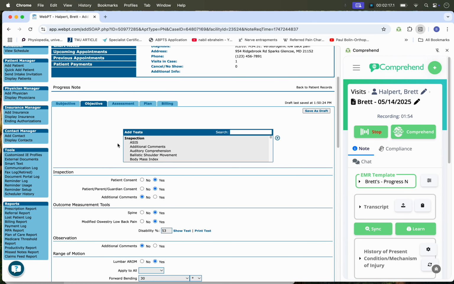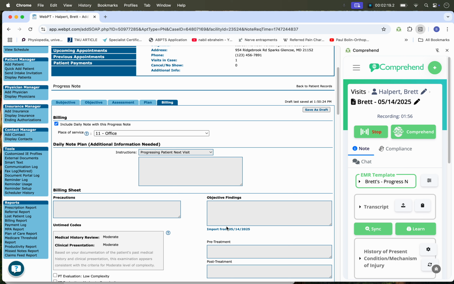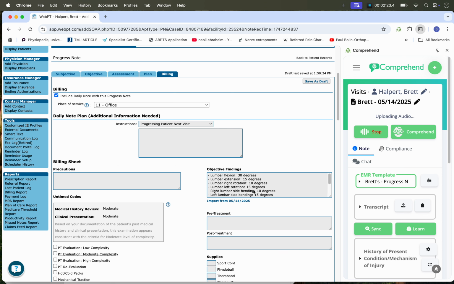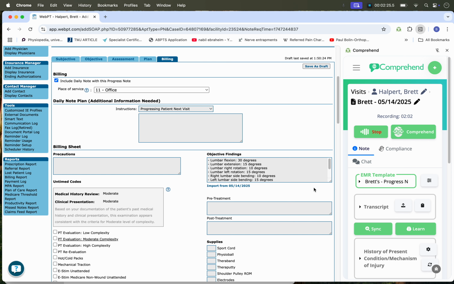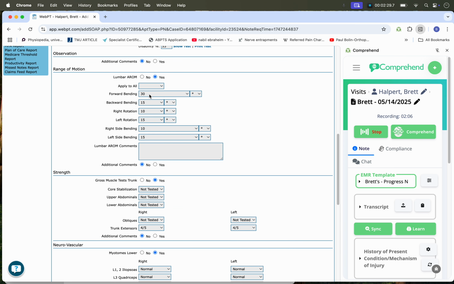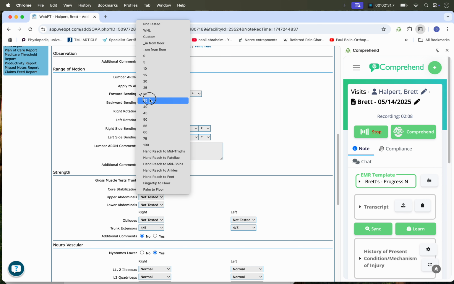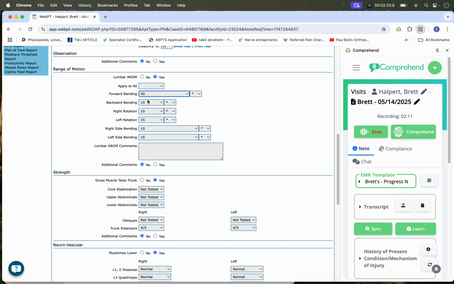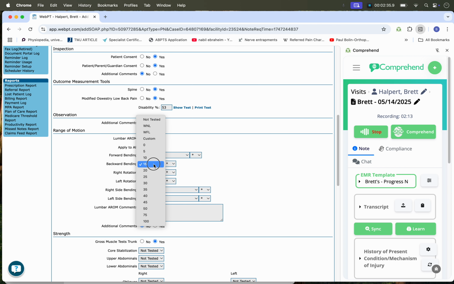And then for the objective measures, I usually go back to my last daily notes. We'll go back to my last daily note by importing it here so I can see what our measurements are. And then just making the changes. So let's say this improves. The lumbar flexion improved from 30 to 40 degrees. Lumbar extension improved from 15 to 25 degrees. Right lumbar rotation improved from 10 to 15 degrees.